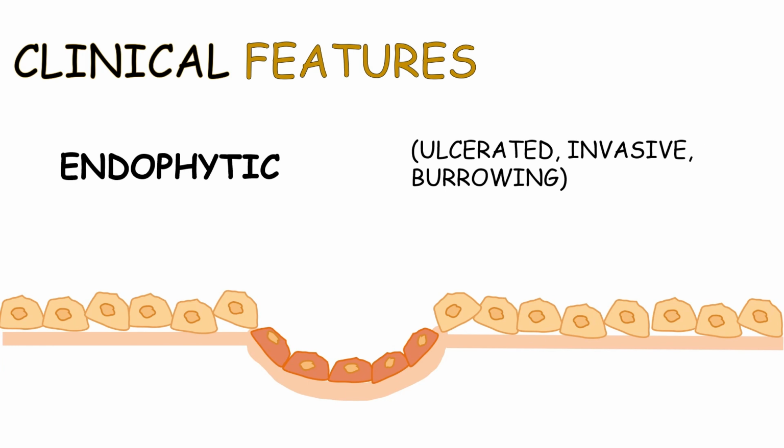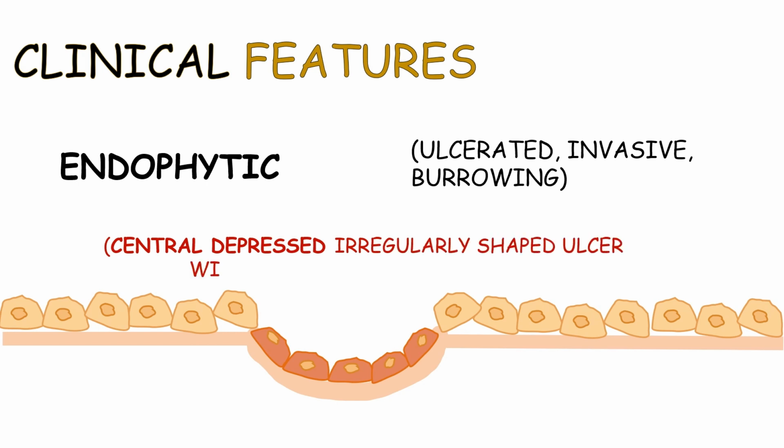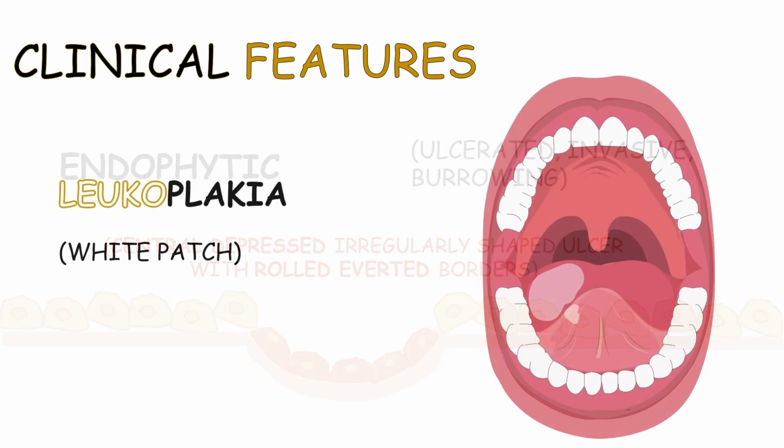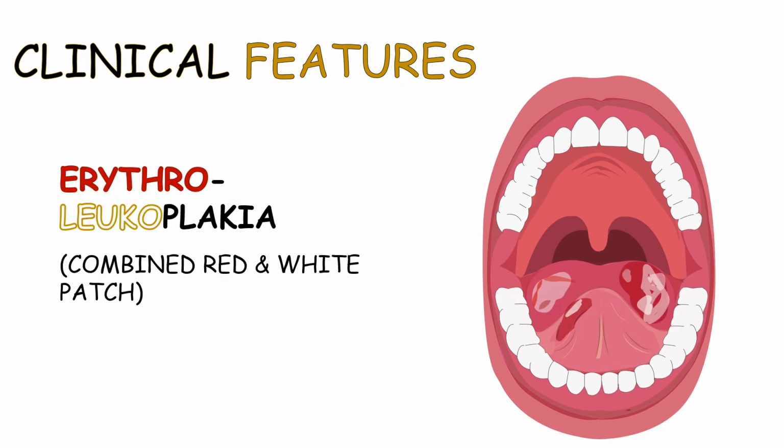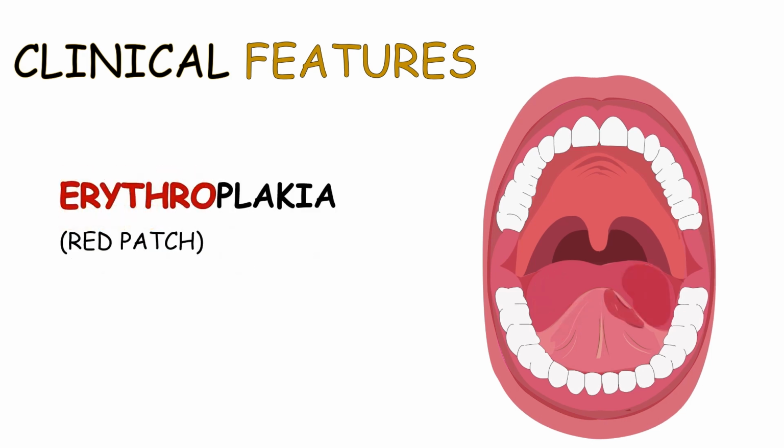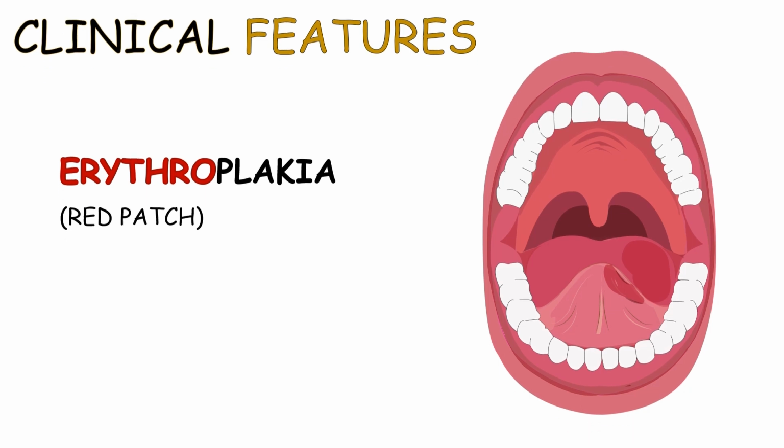Squamous cell carcinoma could present as an exophytic type, that is mass-forming, papillary, or a verruciform type. Endophytic is an ulcerated, invasive, or burrowing type. Specifically for squamous cell carcinoma, the ulcer is centrally depressed, irregularly shaped with rolled everted borders. It may also present as a leukoplakic patch, that is a white patch, or an erythroleukoplakic patch that has a combination of red and white patches. And lastly, as erythroplakia, that is a red patch.